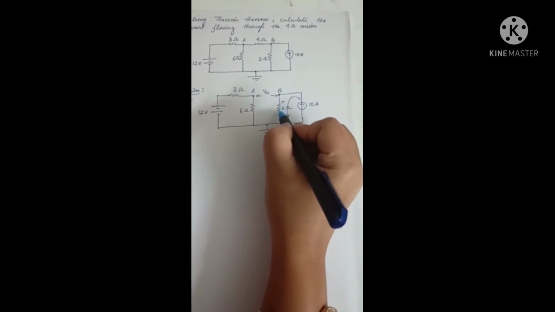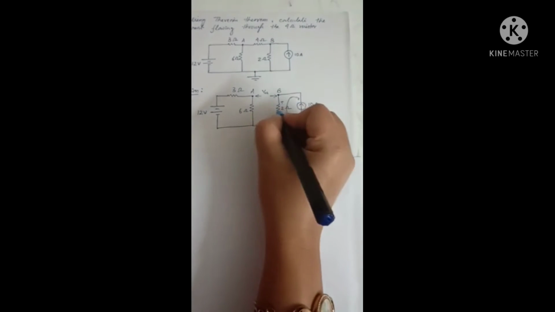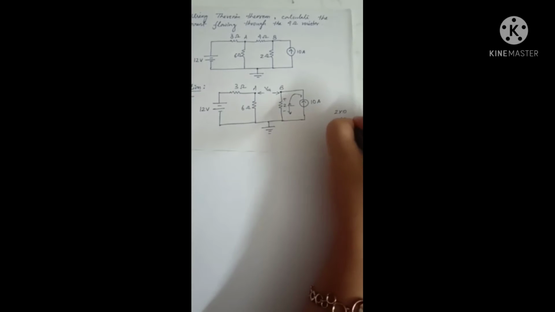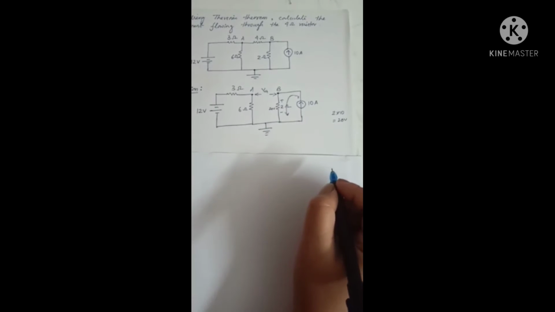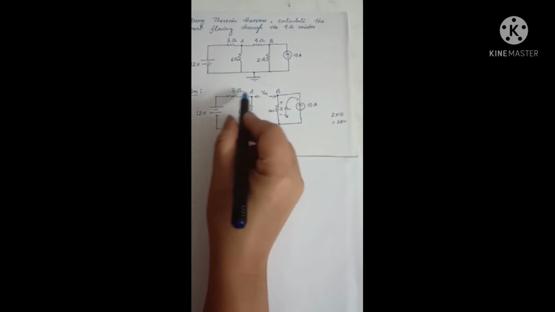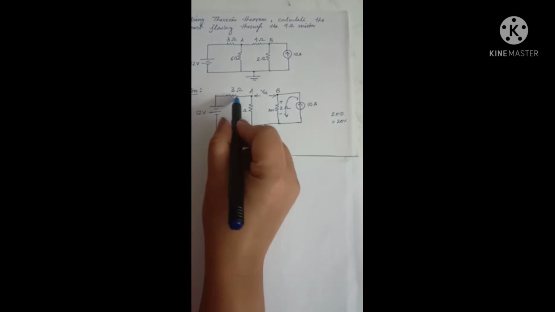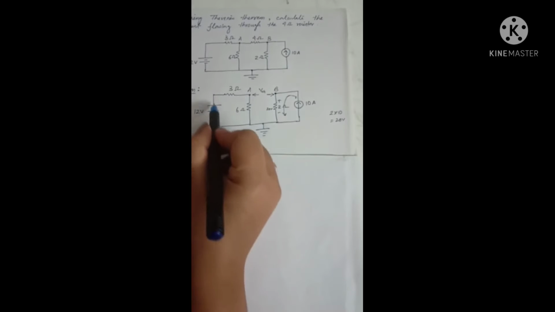So through this 2 ohm resistor, 10 ampere current is flowing. So your voltage drop will be what? Voltage drop will be 2 into 10, that is 20 volt. So here the potential drop across this 2 ohm resistor will be 20 volt. Now in this part you see a voltage source 12 volt with this 3 ohm resistor and 6 ohm resistor connected. So this is a closed circuit.